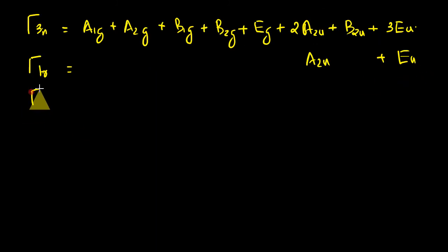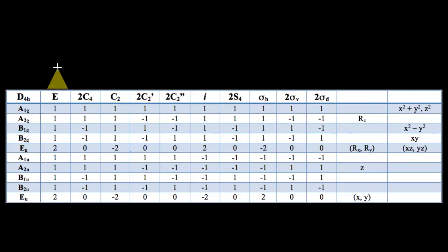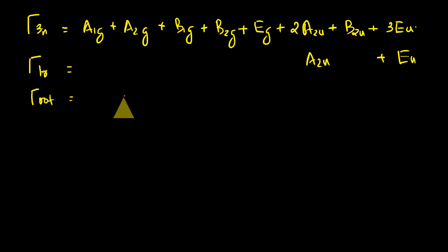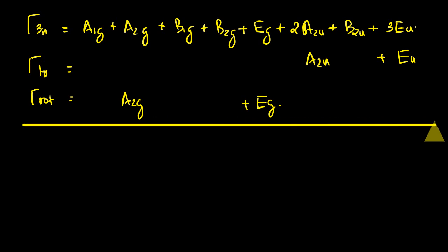And now I am going to pick those for rotational. That can also be done from the character table. So you look for Rx, Ry, and Rz. Rz corresponds to A2g, and Rx and Ry transform together as Eg. So what we have to write is A2g plus Eg. These are the ones corresponding to translational and rotational, and we can directly pick them from the character table.